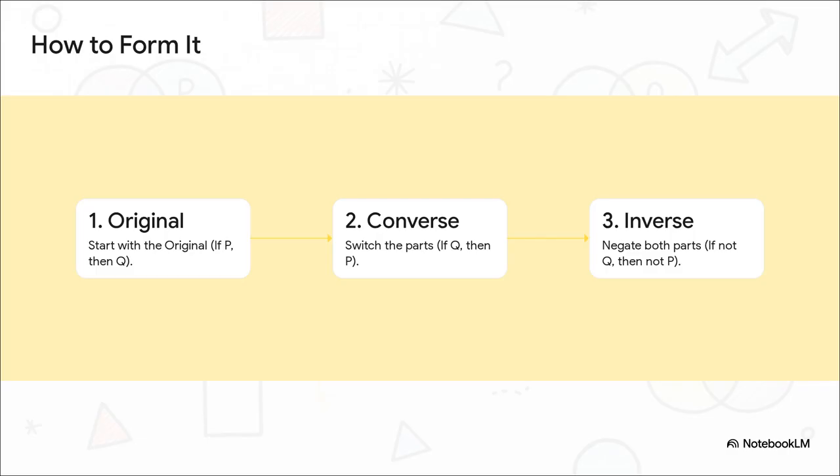So think of it like this. You start with your original if P, then Q. First, you do the converse. You switch them. So now you have if Q, then P. Then, you do the inverse. You negate both parts. That leaves you with the final contrapositive. If not Q, then not P. It's just switch, then negate.